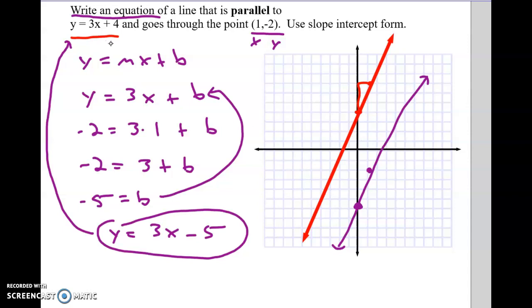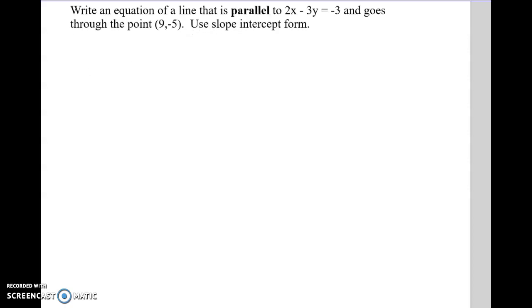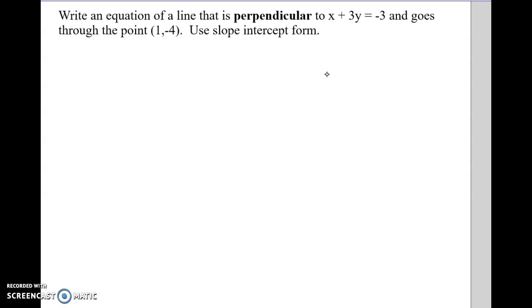Okay, I'm going to do one more case, just with a perpendicular situation. Okay, so I'm not going to graph this one. It's got a kind of a lot going on. But the idea is I need to find the slope, right? So I have to be perpendicular to the given line. Okay, so in order to do that, I need to find the slope of this.